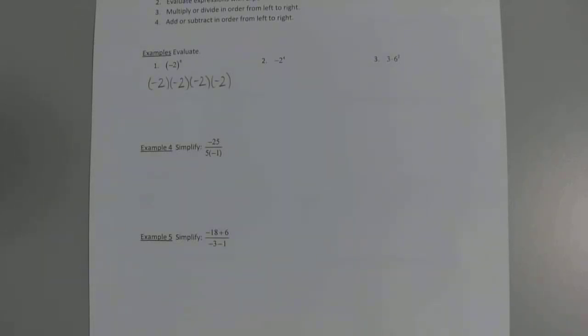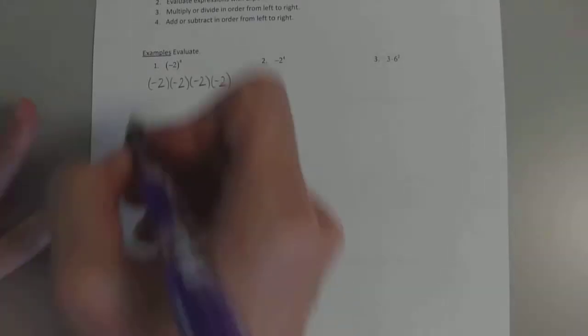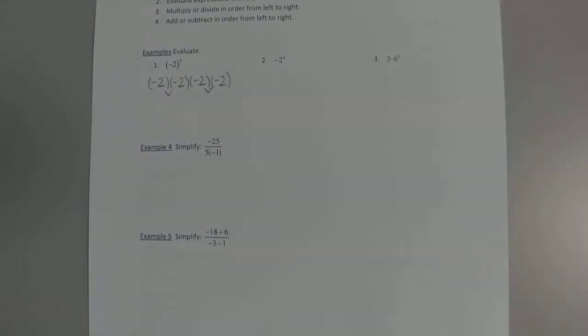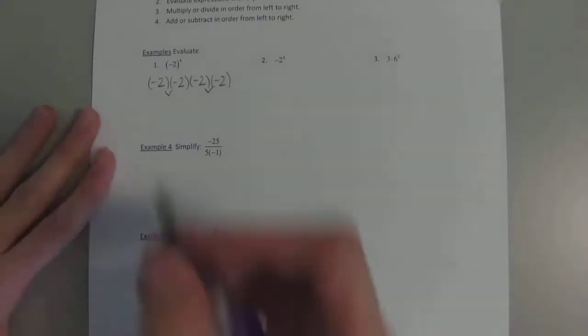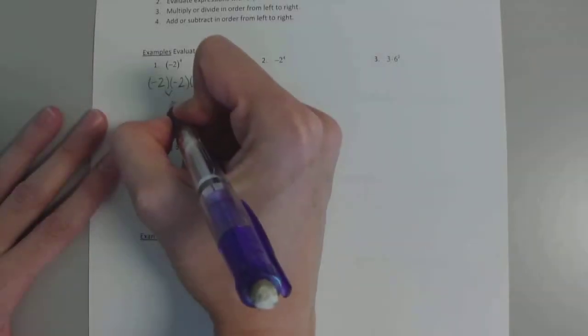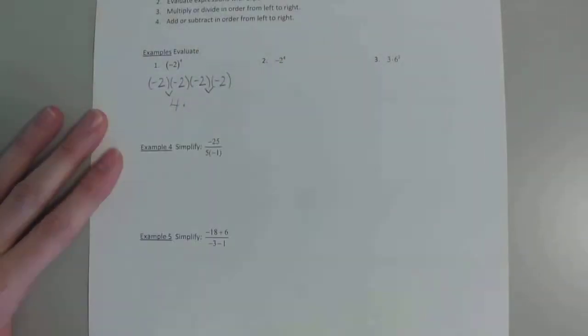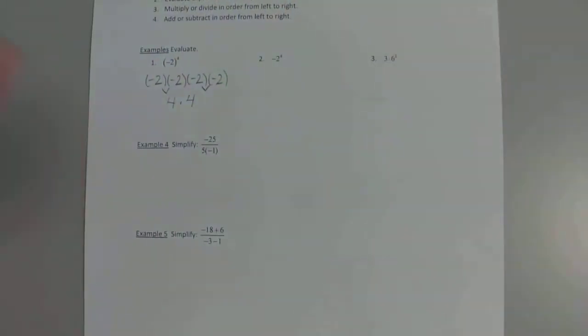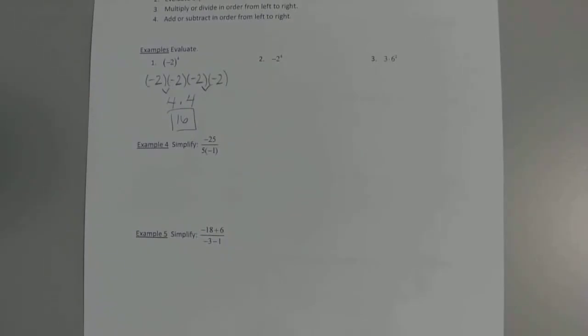Whenever you have something like this, I just start pairing them up, because what do we know about a negative times a negative? It's going to be positive. Yep. Negative times a negative is positive. So we know that negative 2 times negative 2 will end up being a positive, what? Say it louder. 4. And then these 2 negative 2's times each other will give you a positive 4. So you just end up with 4 times 4, or a positive 16.